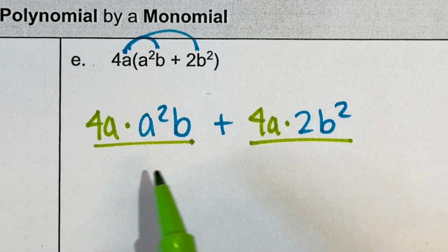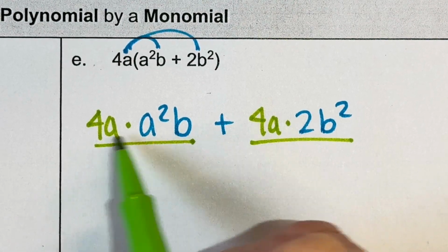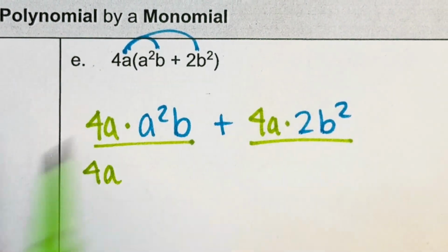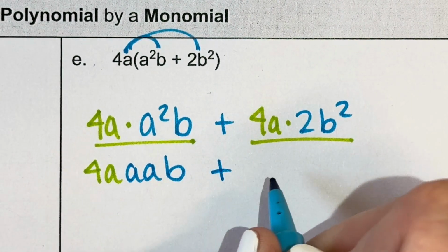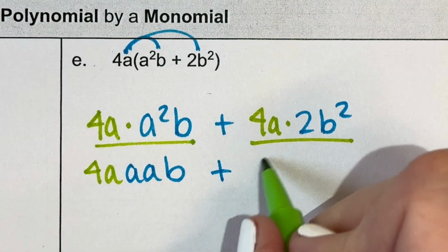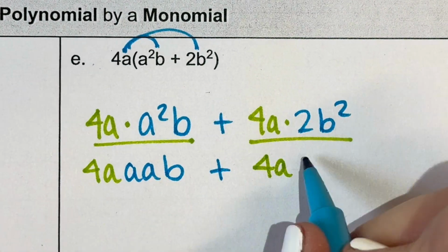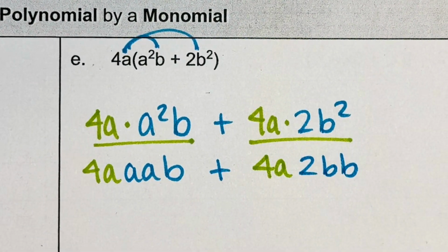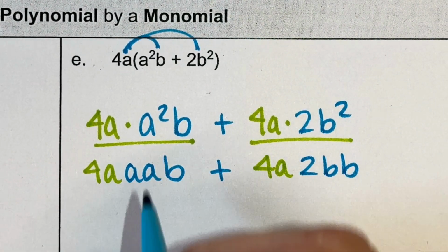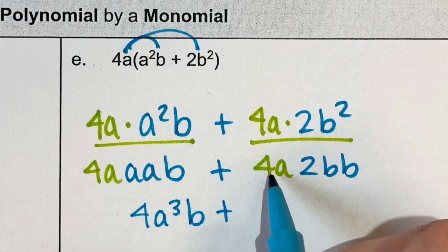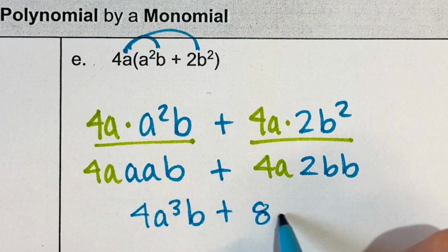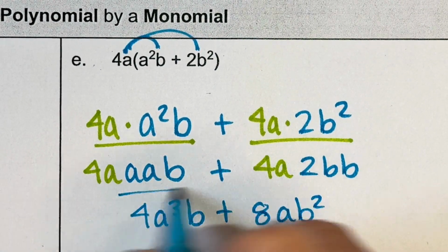But now, how can we simplify this one? This is really 4 times a times a times a times b, plus we have 4 times a times 2 times b times b. So here is 4a to the 3rd b plus 4 times 2 is 8, ab squared.